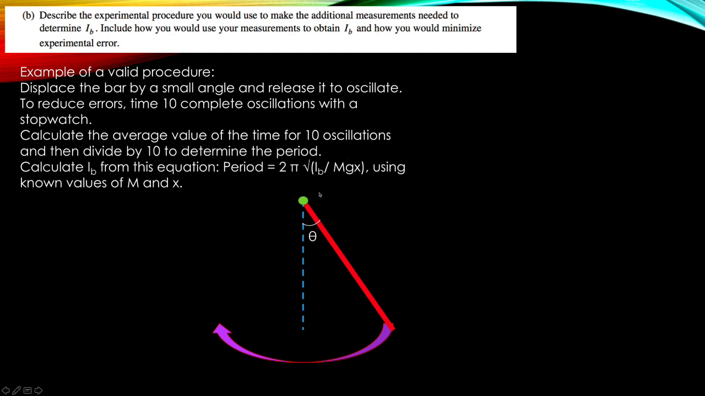2 pi is just a constant. We have m, we have x. Those are given values. G is a constant. So we can use all of that to solve for IB. And that's how we can determine IB. This is the experimental procedure. There are other ways to do it, but this is one way.